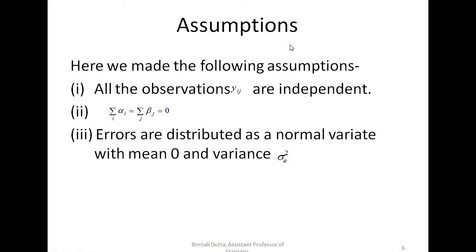These are the assumptions used in this classification. Here, we have assumed that all the observations are independent and sum of these effects is equal to 0. That is, summation of alpha i is equal to 0 and summation of beta j is equal to 0. And the third assumption is that the errors are normally distributed with mean 0 and constant variance sigma square.